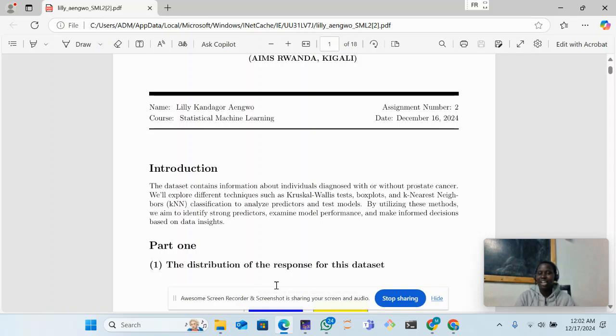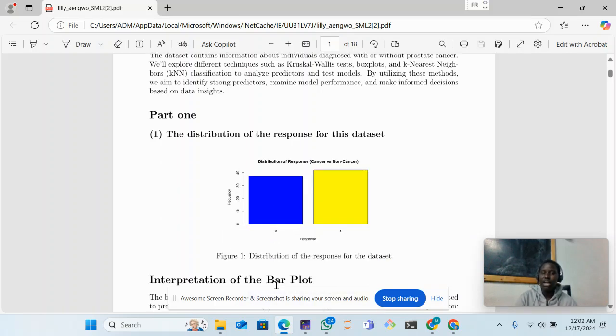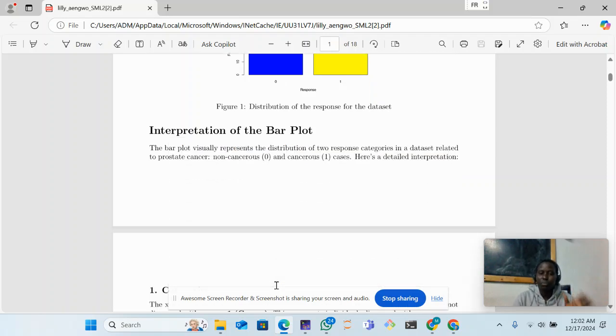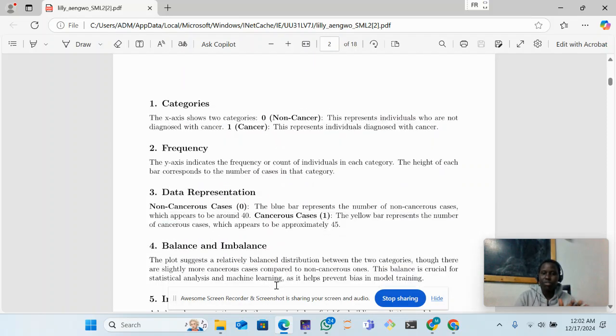I'll be taking you through the analysis in machine learning. The introduction of my topic today is that the dataset contains information about individuals diagnosed with and without prostate cancers, and we will see in the analysis I did. The first thing I did was plot the distribution of the response for this dataset, and from the observation, the number of non-cancerous cases appeared to be less than that of the cancerous.